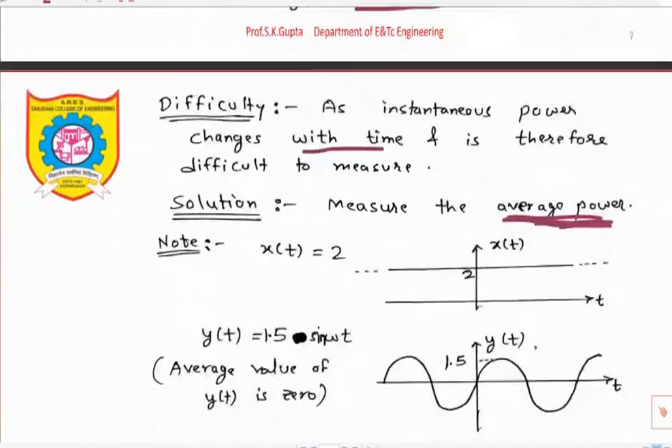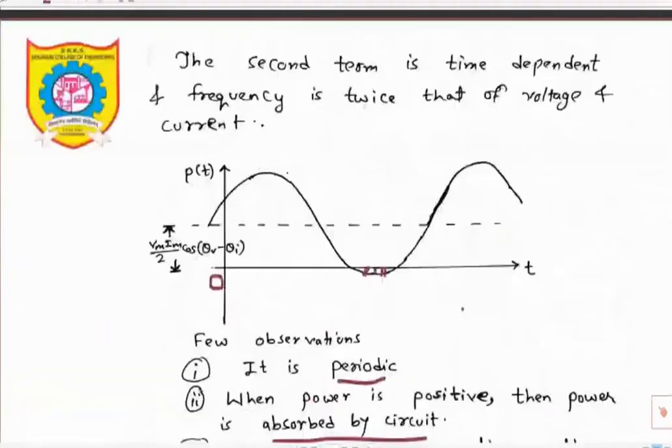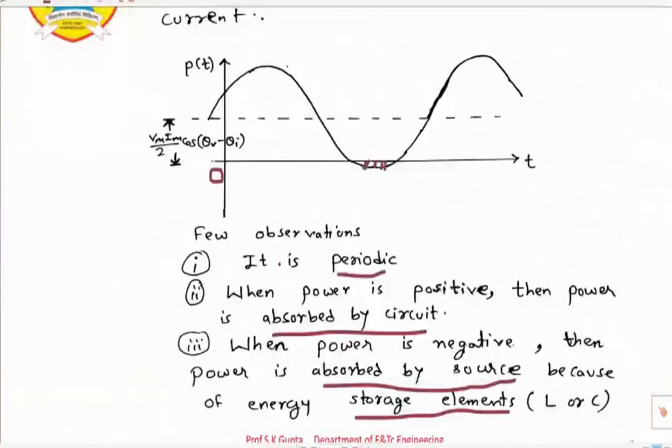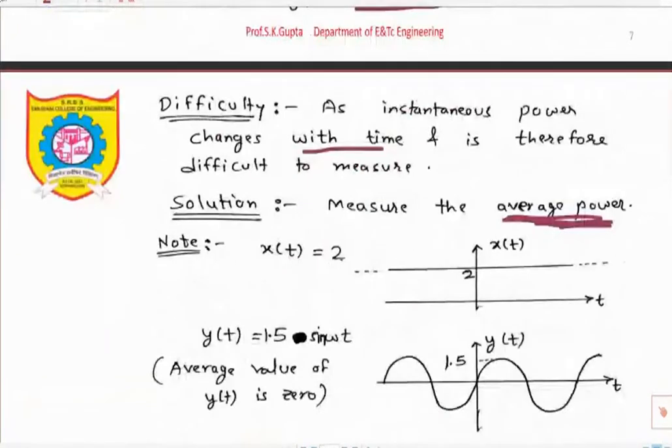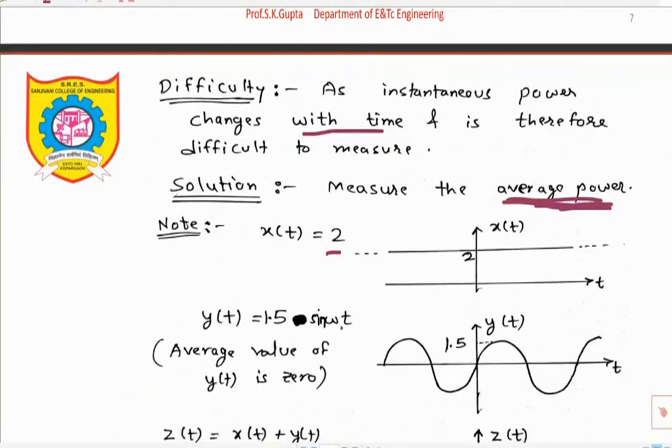Okay, now one note for you. How we got this graph, I will explain to you with the help of a note. Suppose my x of t is 2. So it is a constant 2. That's why it is a constant 2. And my y of t, let us say y of t is 1.5 sine of omega t. So its graph is like this.